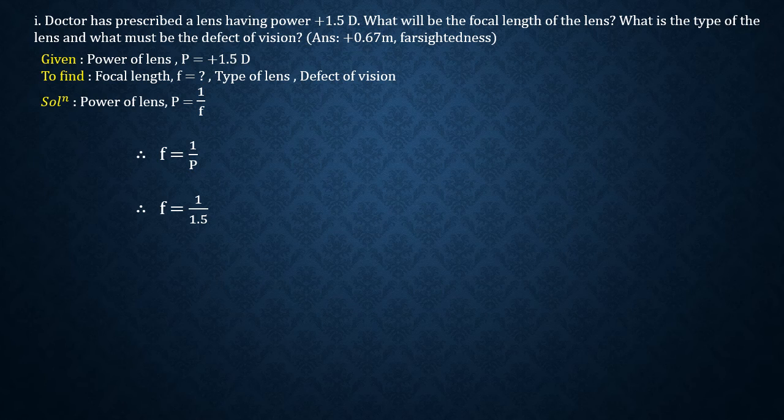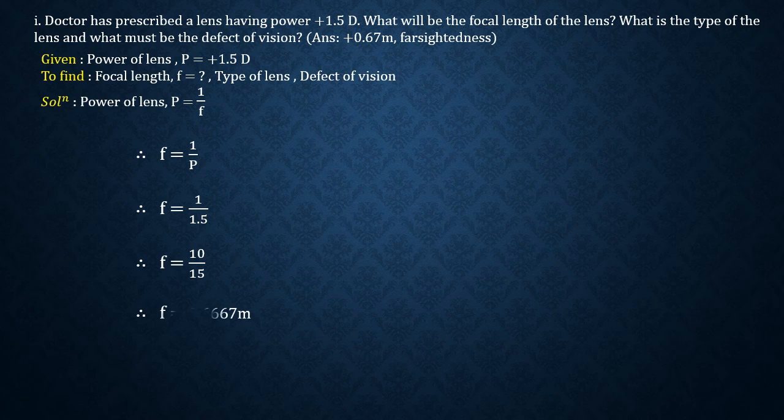Therefore f equals 1 upon, what is P now? It's 1.5. Therefore 1 upon 1.5. To remove this decimal, we'll multiply the denominator by 10. As the denominator is multiplied by 10, the numerator is also multiplied by 10. Therefore f is equal to 10 upon 15.